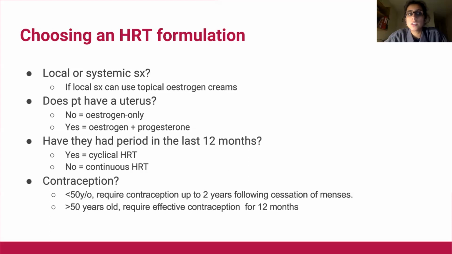However, if they do have a uterus, then you need to give them estrogen and progesterone, either in the form of a Mirena or a pill. And then thirdly, have they had a period in the last 12 months? This is all quite specialist stuff. It's just good to have an awareness of it, but no one's going to quiz you on the technicalities of it. But if they have had a period in the last 12 months, then you want to give them cyclical HRT, which basically just means it's on a monthly cycle, and they do have a bleed. If they haven't, then you can give them continuous HRT.